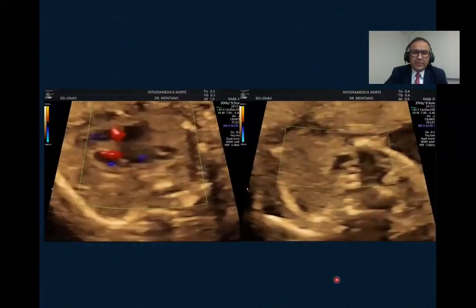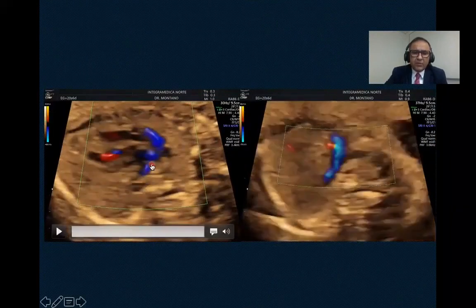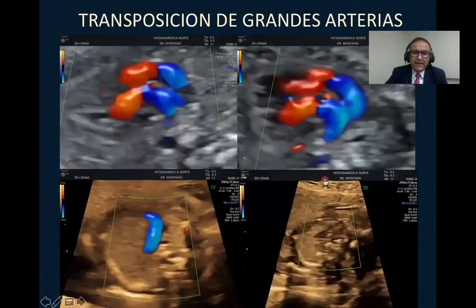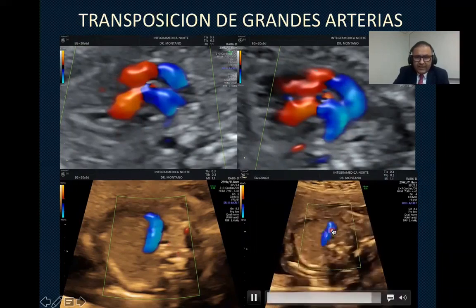Again, here we can see that the aorta arises from the anterior ventricle and the pulmonary artery from the posterior ventricle. And in the three-vessel trachea view, there are two vessels with forward anterograde flow. Again, parallel images. There is forward flow in both and in the three-vessel view. Here, the skateboard sign is clearly seen, where the aortic arch, the vena cava, and the trachea are present. The pulmonary artery is not seen.